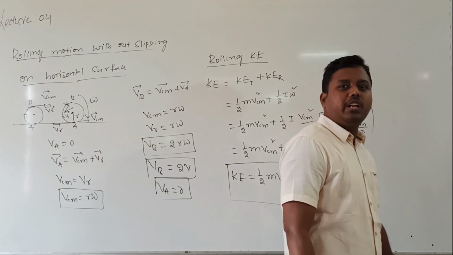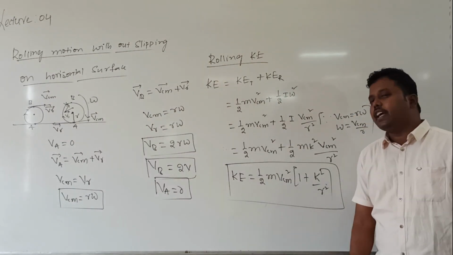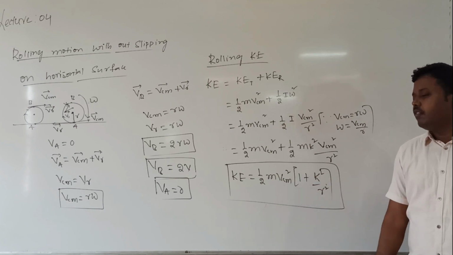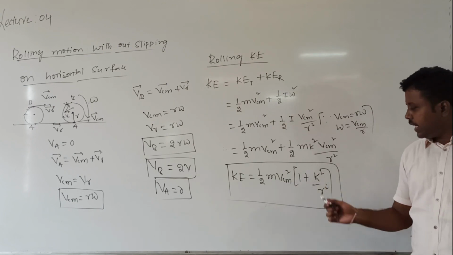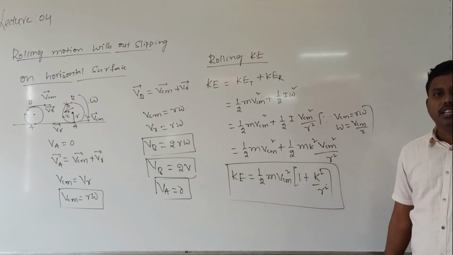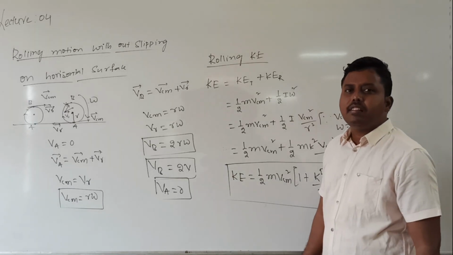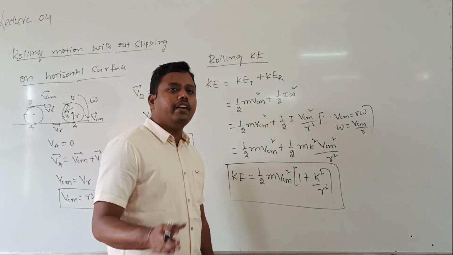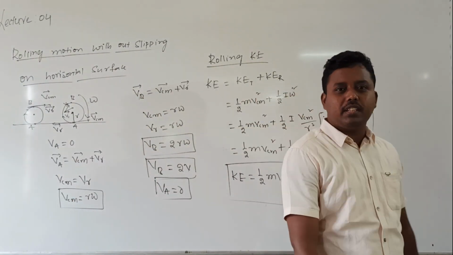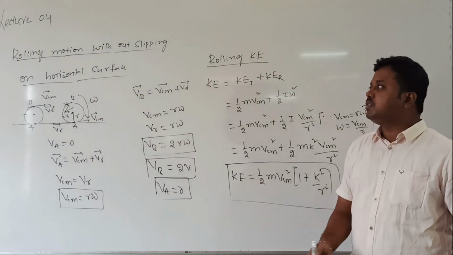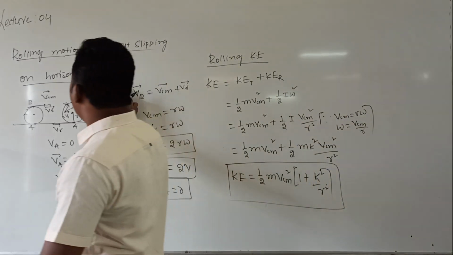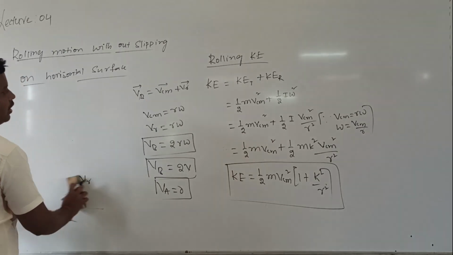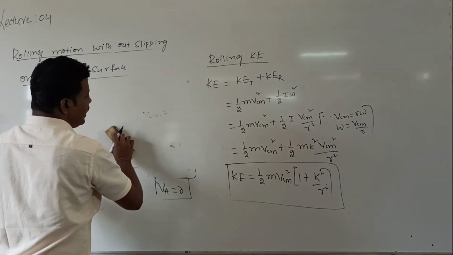Whenever a body is executing rolling motion, the total kinetic energy is given by 1 by 2 into m into vcm square into 1 plus k square divided by r square, where k is called the radius of gyration. Radius of gyration is the perpendicular distance from the axis of rotation to the point where the total mass is supposed to be concentrated. Understood? So this total kinetic energy is the combination of which energies? Both translational kinetic energy and also rotational kinetic energy.